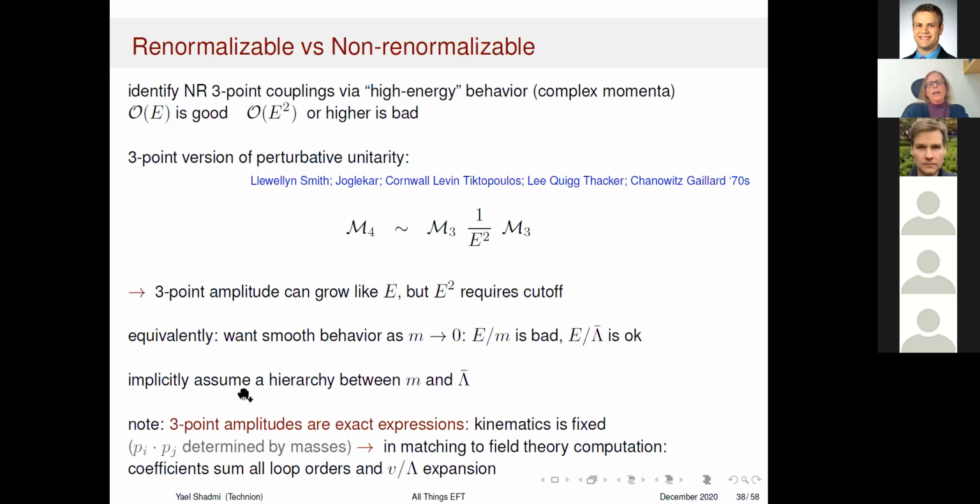Okay, so one thing I want to note here is that these 3-point amplitudes are exact expressions. The kinematics is fixed. Any dot product of the momenta is determined by the masses. And so in matching to the field theory computation, these coefficients really sum all the loop orders and all the terms in the v over lambda expansion. So the result that you get is completely general.